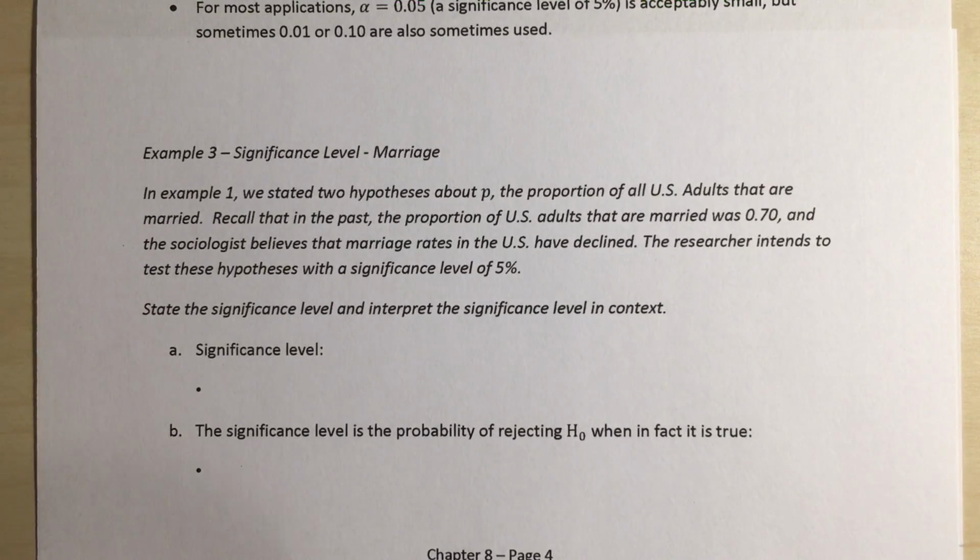All right, so down at the bottom of this page, we're going to talk a little bit more about our significance level. In example 1, we stated 2 hypotheses about P, the proportion of U.S. adults that are married. Recall that in the past, the proportion of U.S. adults that are married was 70%, and the sociologist believes that the marriage rates in the United States have declined. The researcher intends to test these hypotheses with a significance level of 5%.